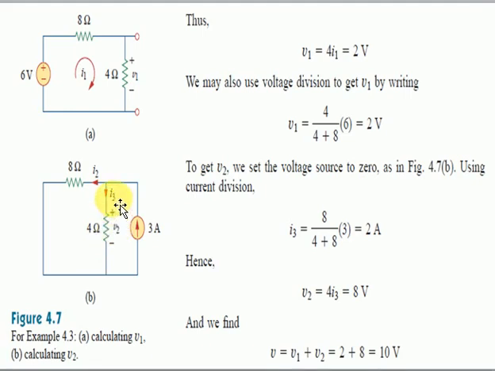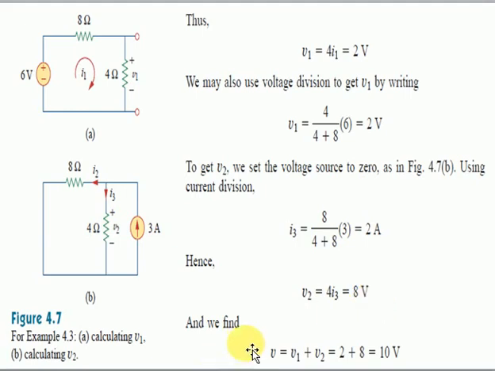And now what is the value of I3? We can find out the value of I3 by using the current divider rule. When we use the current divider rule, then this I3 is equal to total current multiplied by that resistor in which I3 is not flowing, that is the 8 ohm resistor, divided by 8 plus 4. So I3 is equal to 2 ampere, and V2 is equal to 4I3. So V2 is equal to 8 volt.